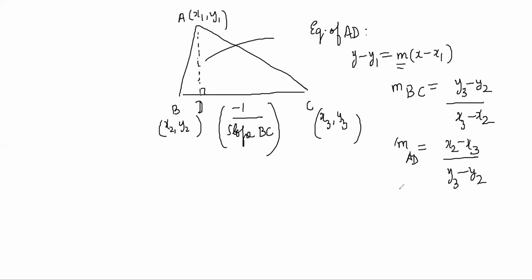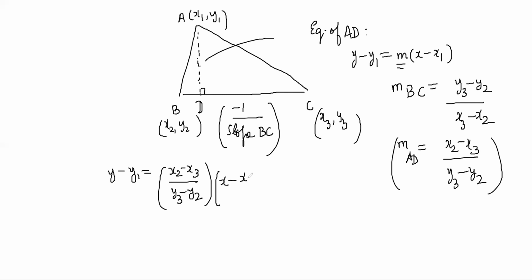Correct. So now you will write the equation like this: y minus y1 is equal to x2 minus x3 by y3 minus y2 into x minus x1, right? You will just write the equation like this simply. Now that is what he has written here.